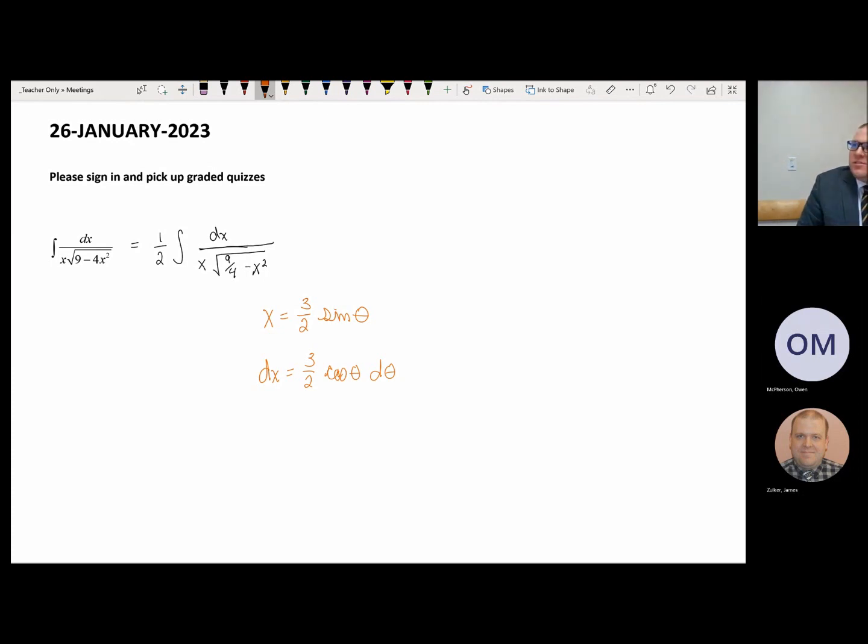What's the derivative of x? And then the actual square root will be 3/2 cosine theta. So there's our substitution.